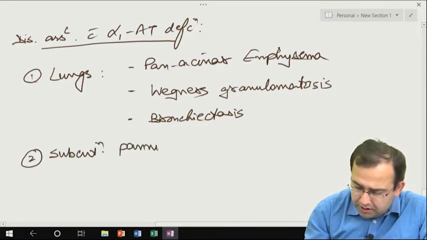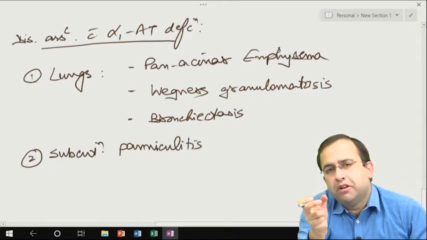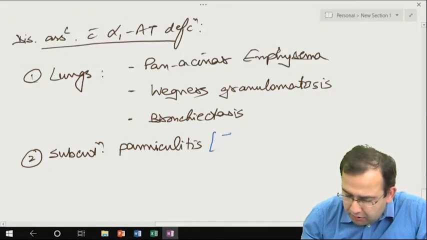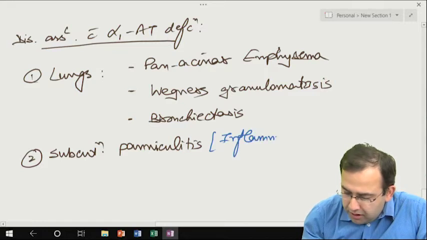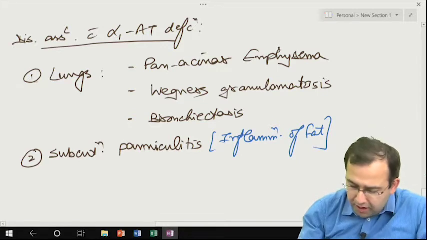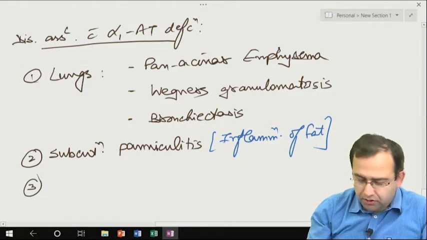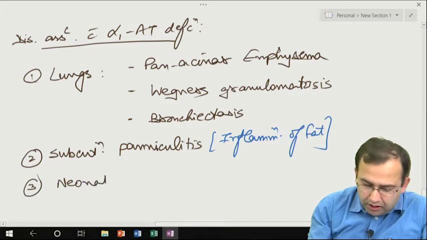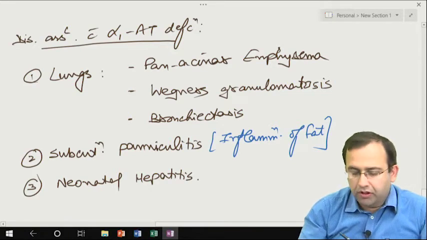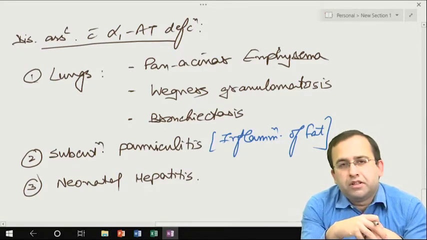Next, it is associated with subcutaneous panniculitis. This is the same slide, no difference. Panniculitis, itis is inflammation, so panniculitis is inflammation of fat, here in the subcutaneous tissue. And lastly, it is also associated with neonatal hepatitis. This is alpha 1 antitrypsin deficiency.